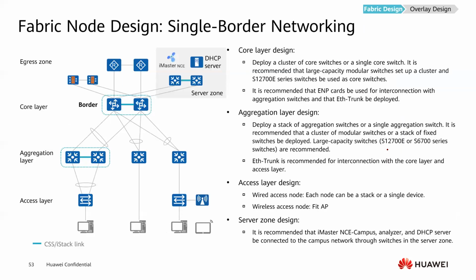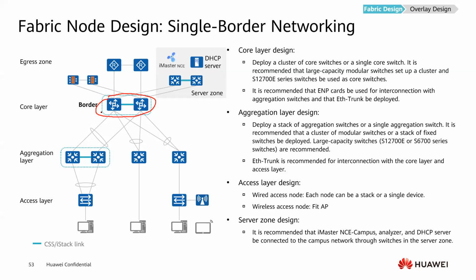And for the node design, you can just use a single border. For the single border, you can use one device or one logic device. For one logic device, you base it on CSS technology or iStack. And the border edge is also the core device, so it needs to connect to the service zone and connect to the firewalls to support the traffic security function.